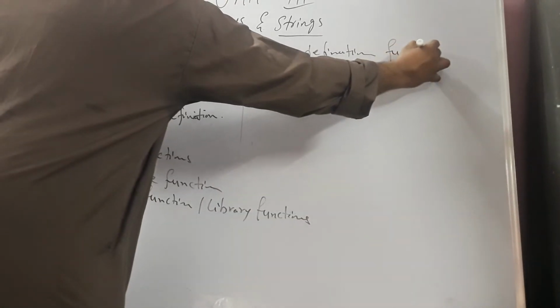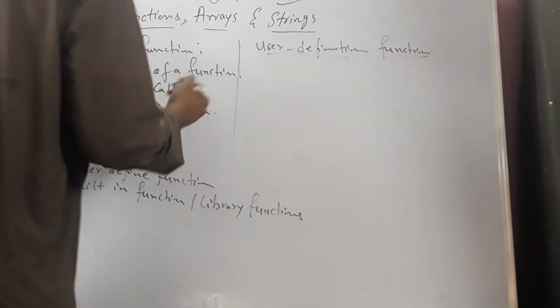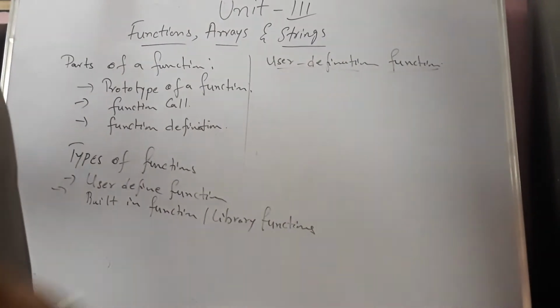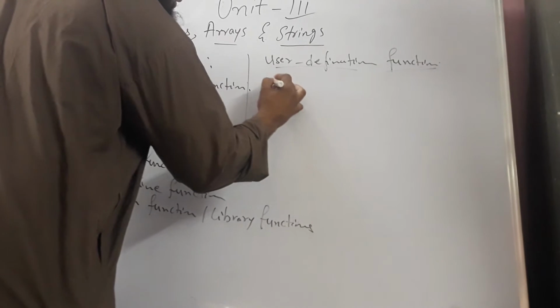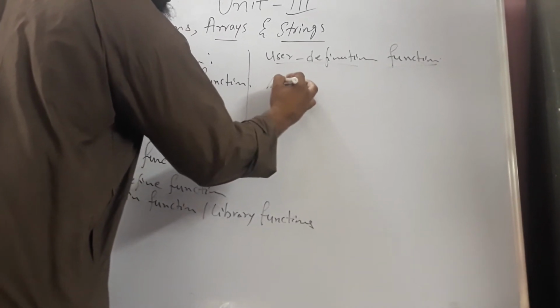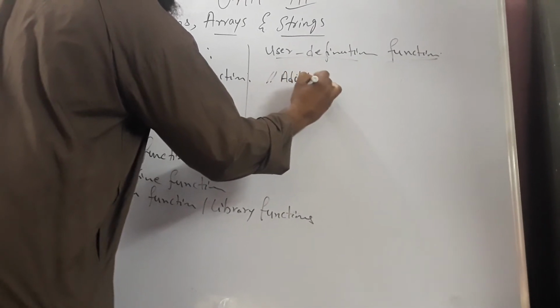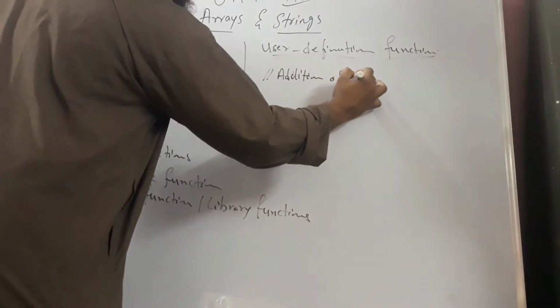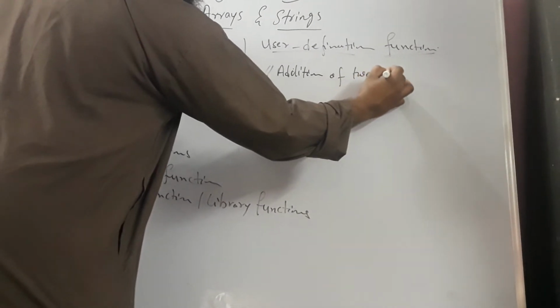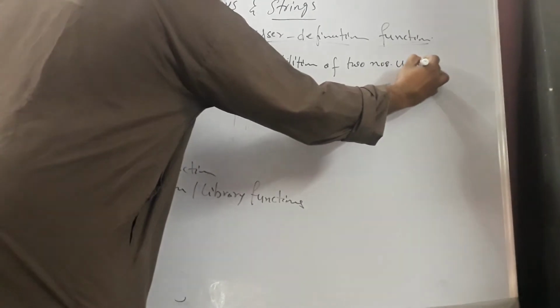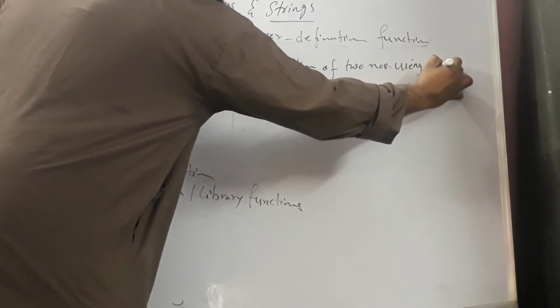So we'll write up a small example for this, like we'll perform addition of two numbers with the help of functions. So how are we going to write it? See, we are starting with comments: addition of two numbers using functions.